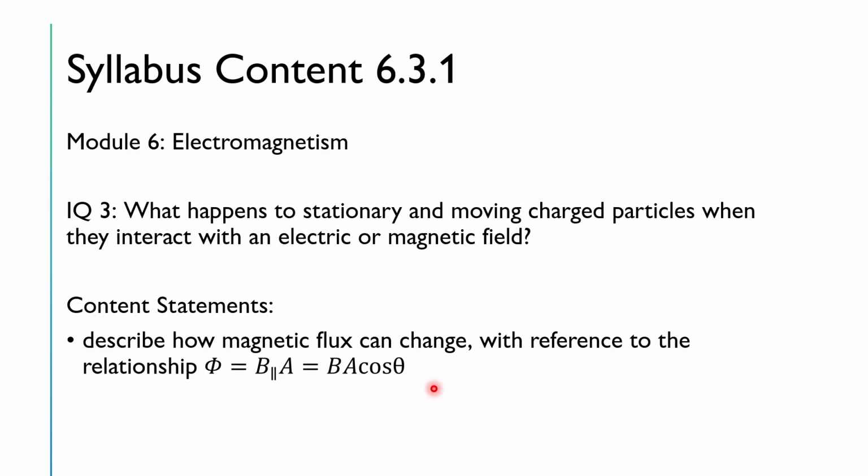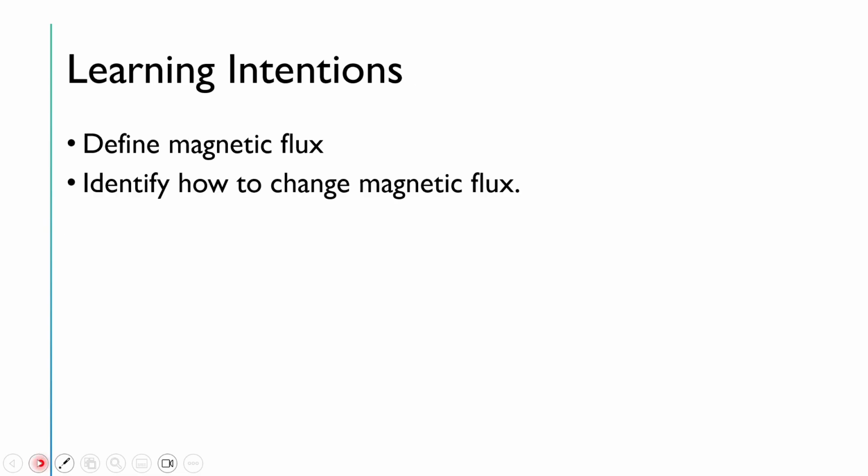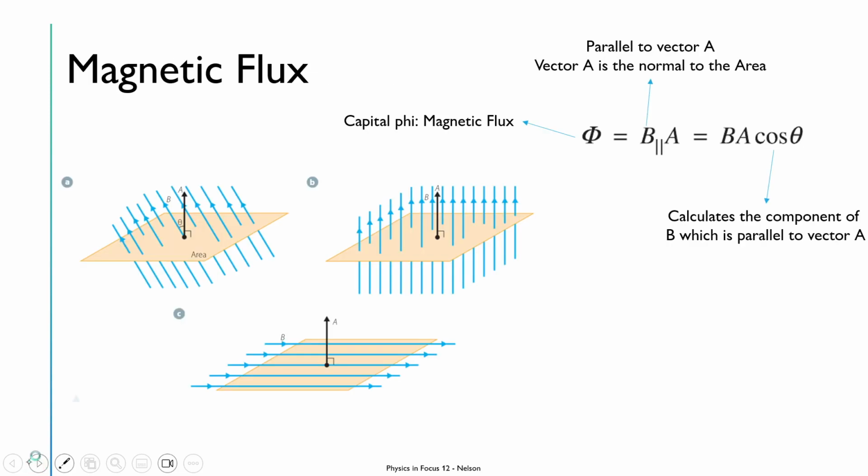So the key point of today is to really look at what is magnetic flux, and then also look at how we can change magnetic flux. That will allow us to unpack the syllabus dot point in a little bit more detail in class. So first off, magnetic flux, you'll see it written as a capital Phi. That is magnetic flux. And essentially it is how much magnetic field is passing through a set area.